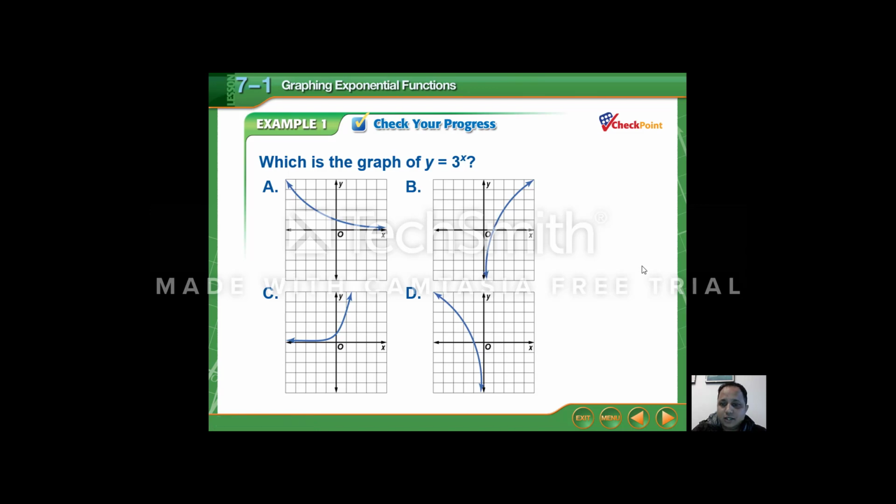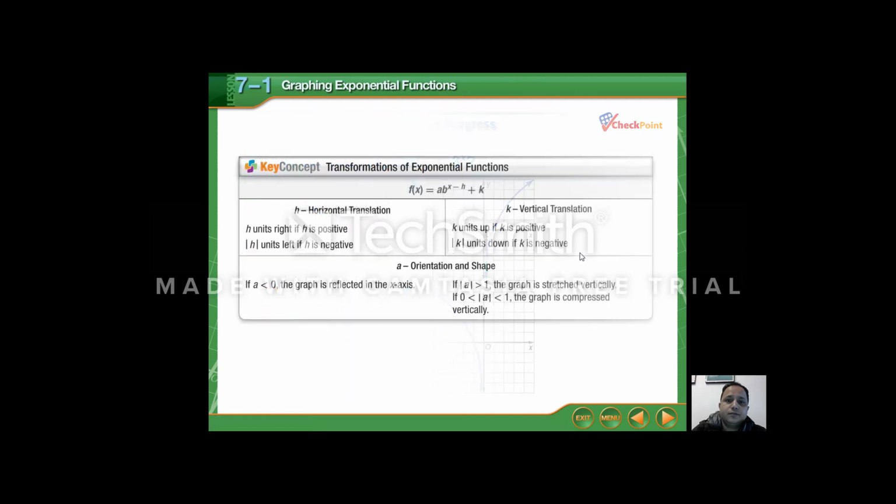Probably you must have guessed it. Here's the answer, C. Okay, what will be the domain? Domain would be all the real numbers. And what will be the range? Range will be all positive real numbers. Okay, positive real numbers. Please mind it, positive. There is no negative value. You cannot have values down here for this function.